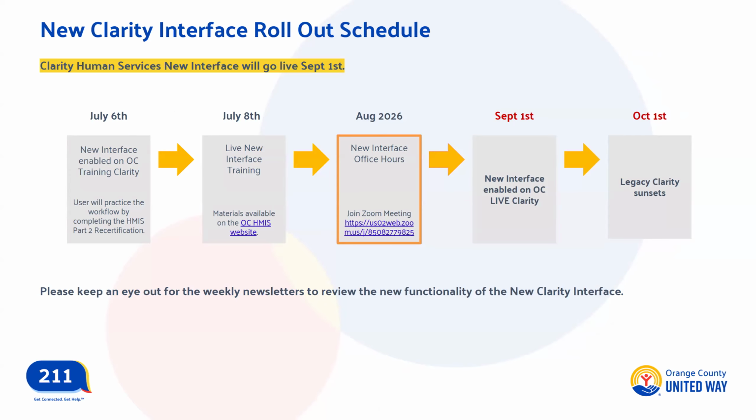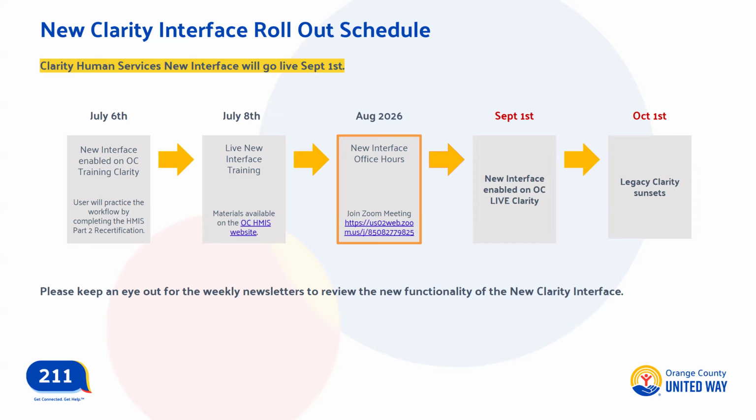New Clarity Interface rollout schedule. Clarity Human Service new interface will go live September 1st. We are in the third phase of this rollout, which is the new interface office hours for August. So please review our newsletters that we send out weekly to attend our sessions. September 1st, the new interface will be enabled on the live Clarity site. It is currently live on the training site. So for those who have access to the training site, please feel free to log in and test out the different functionality and workflow. And October 1st is when the legacy Clarity will sunset.